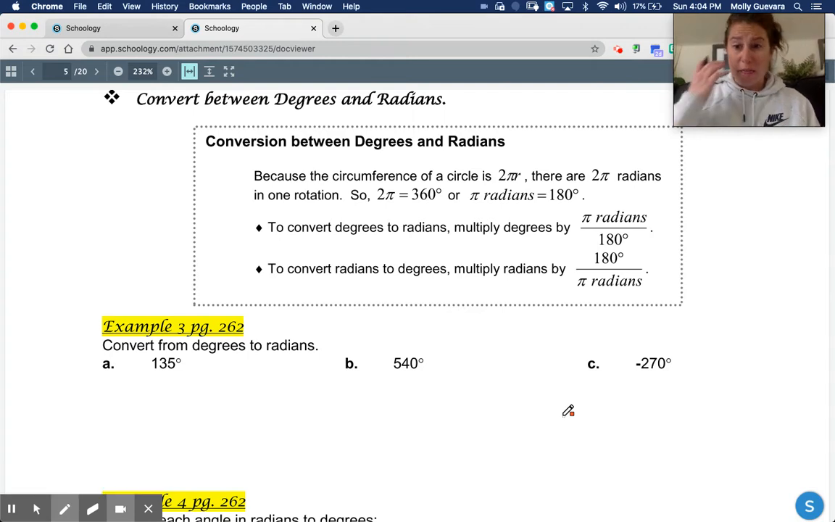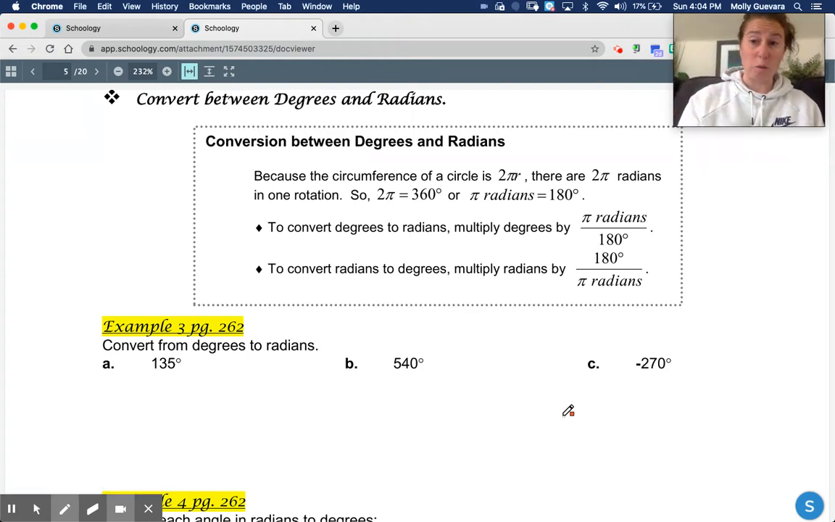We know that 2 pi is equal to 360, and therefore we can say that 1 pi is equal to 180. So we know that conversion, right? It's like saying if I know that there's 12 inches in 1 foot, I can easily convert from inches to feet or feet to inches. It's the same exact thing, okay? So we just use our two little conversions here, which is basically the same thing.